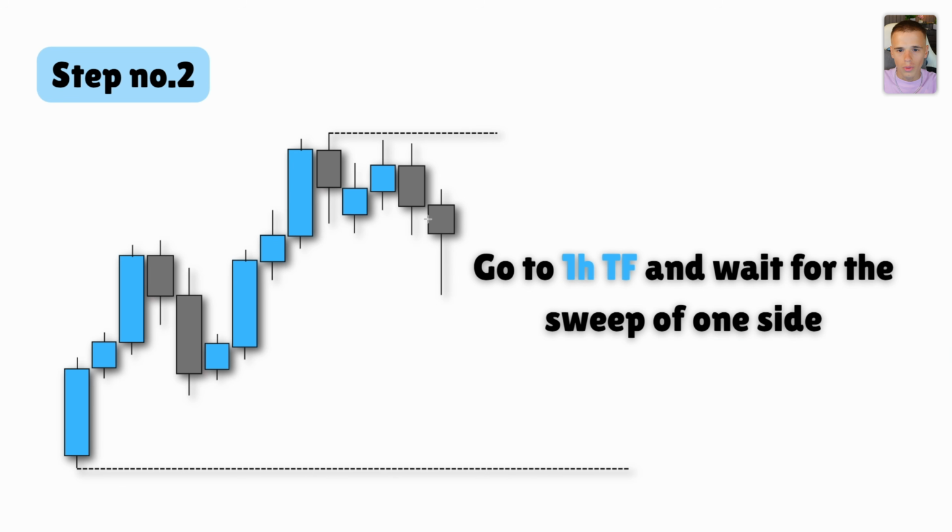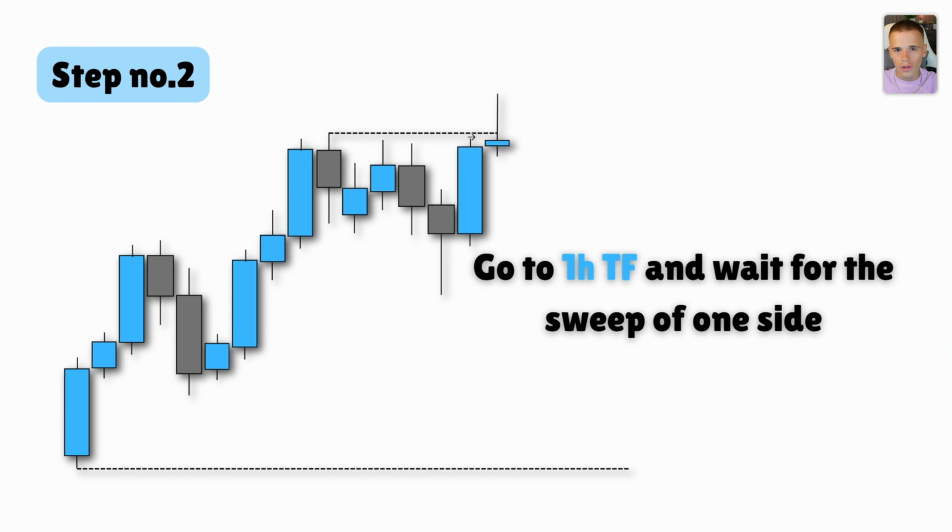And all that step 2 is, you go to the 1 hour time frame. So you basically scale down from the daily time frame when we have this range in the market, basically a high and low of the range. We scale down to the 1 hour time frame and we wait for the one side to actually get swept. So it's going to look something like this. And now when we actually have the sweep of either the downside or the upside, so in this case we actually swept the upside, that is basically our step number 2.